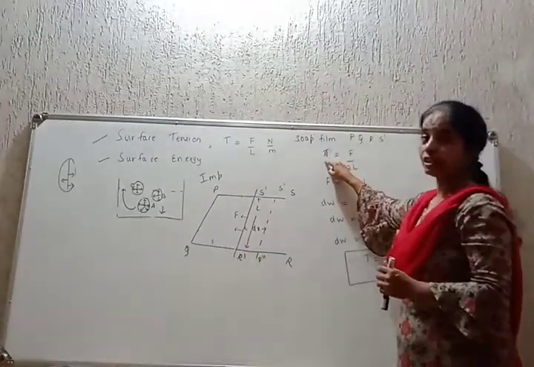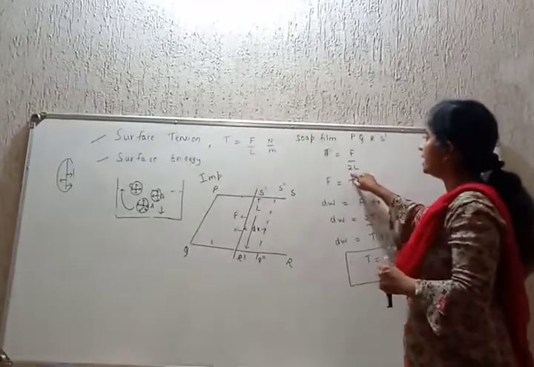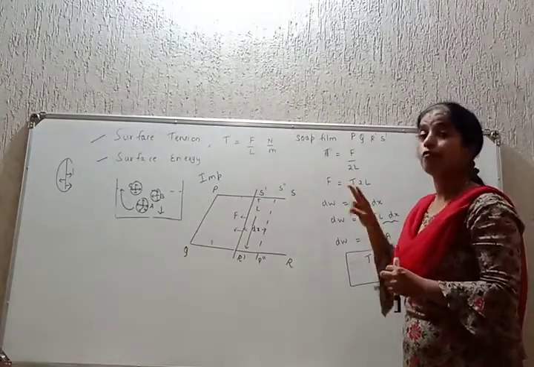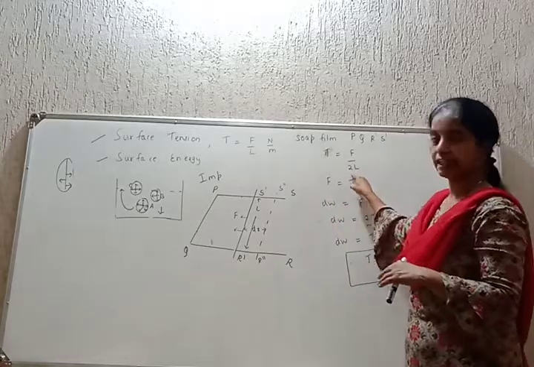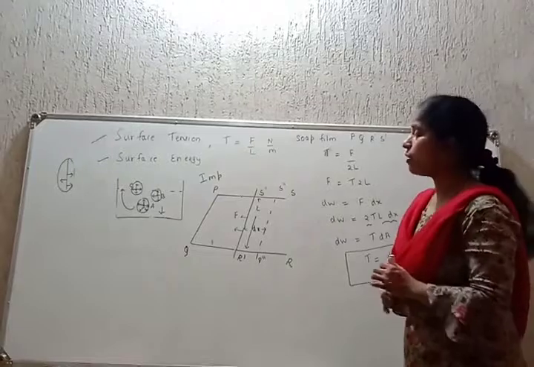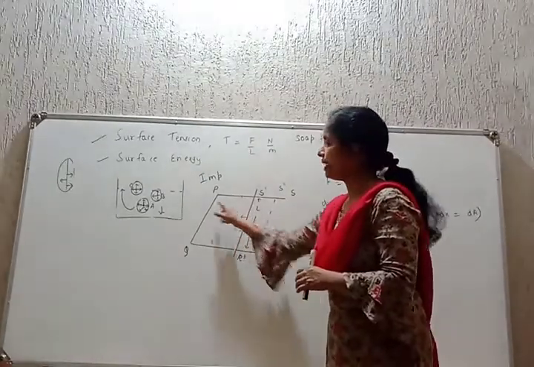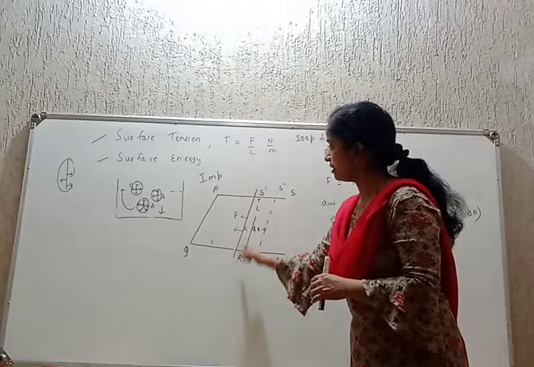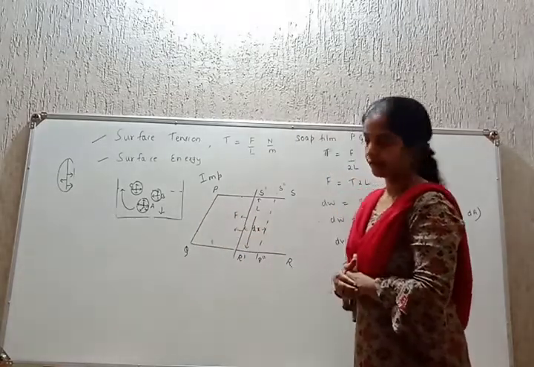Okay, the formula for surface tension is F upon L. Here I have divided it by 2 because the soap film has two surfaces, the lower and the upper. Therefore we divide by 2. Therefore F is equal to what? 2T into L. If I want to pull the wire, how does the force due to surface tension act? Perpendicular to the length, pulling the wire towards PQ.